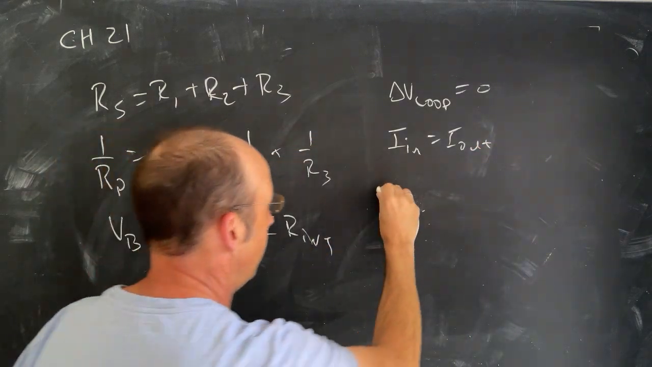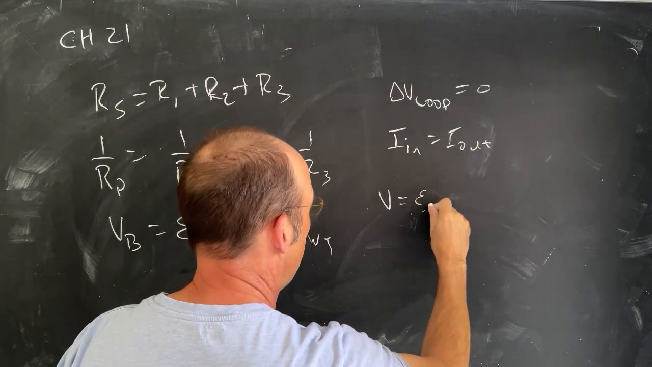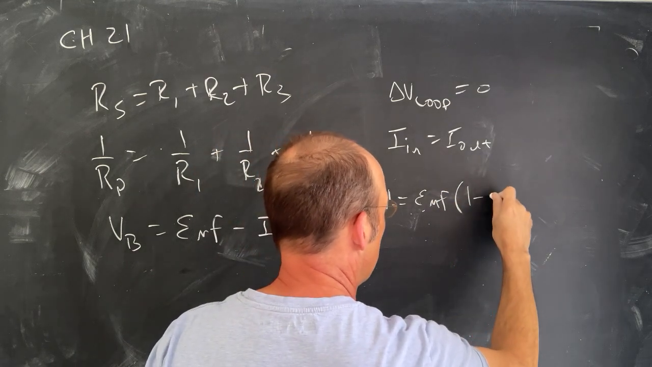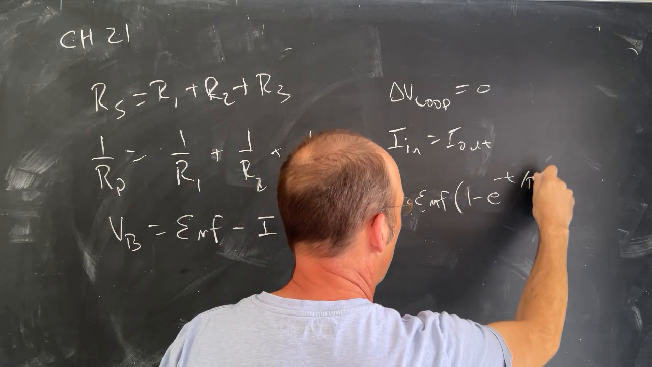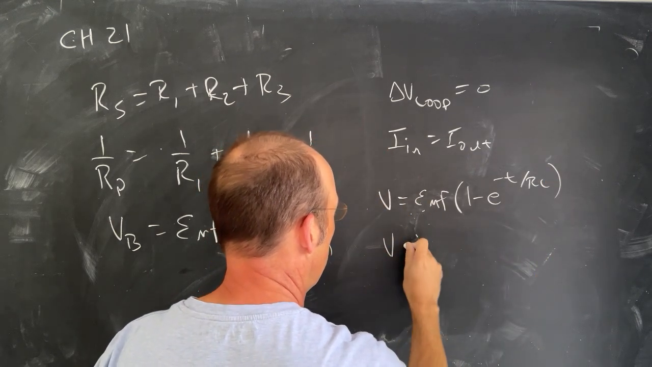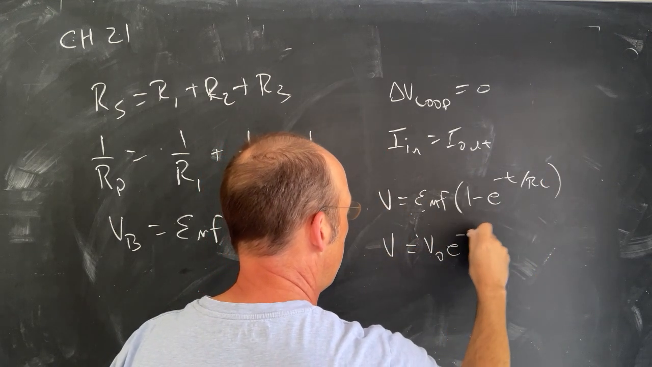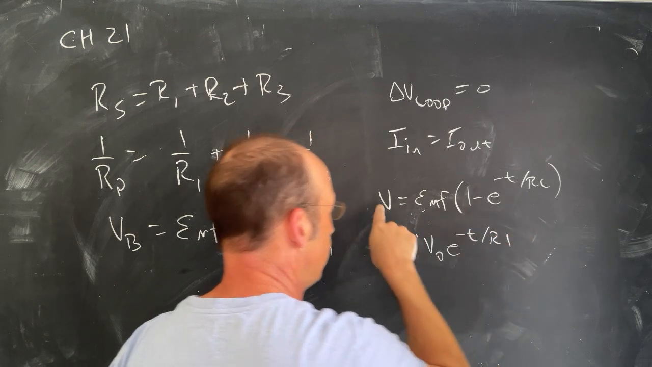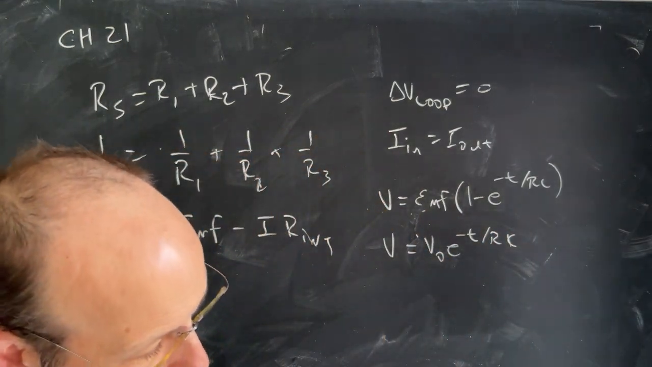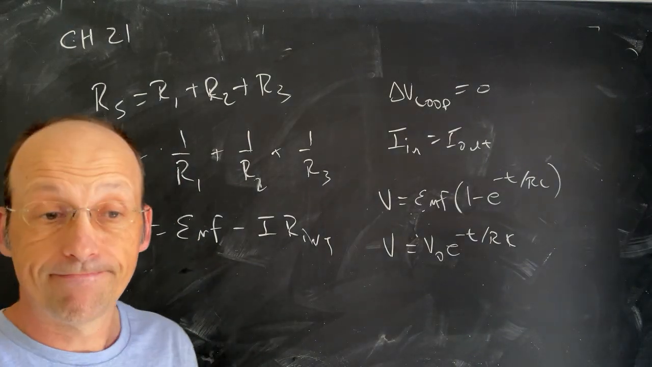Finally, we have V equals EMF times 1 minus e to the negative t over RC, and V as a function of time is V0 e to the negative t over RC. So that's charging capacitors, and that's discharging capacitors. And that's that.